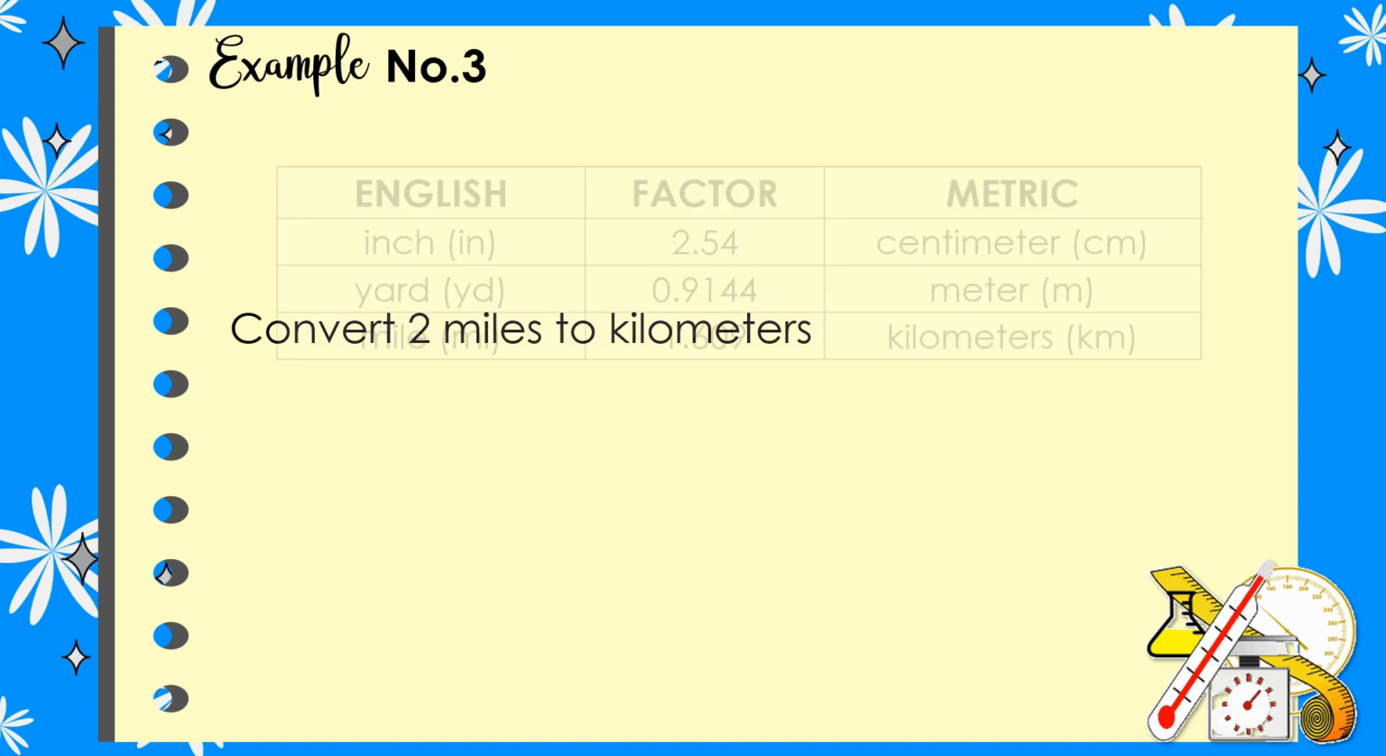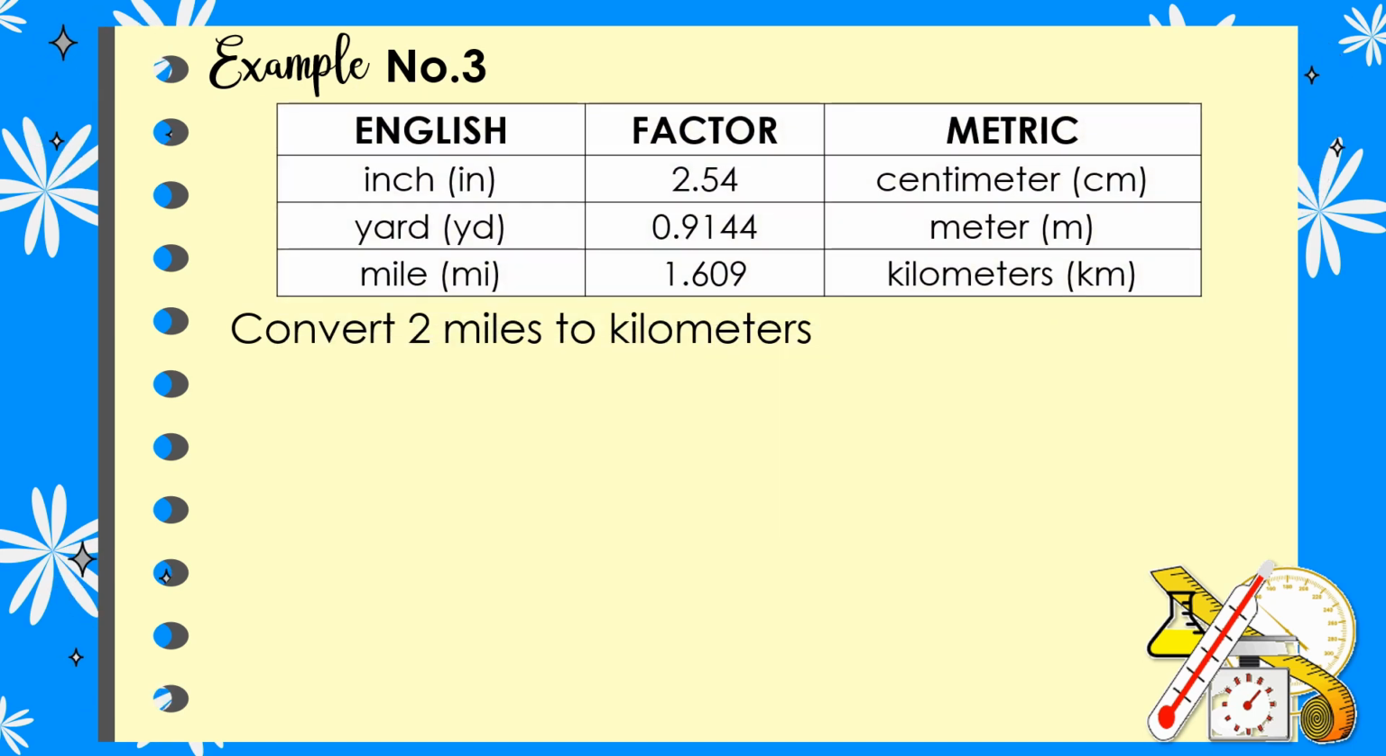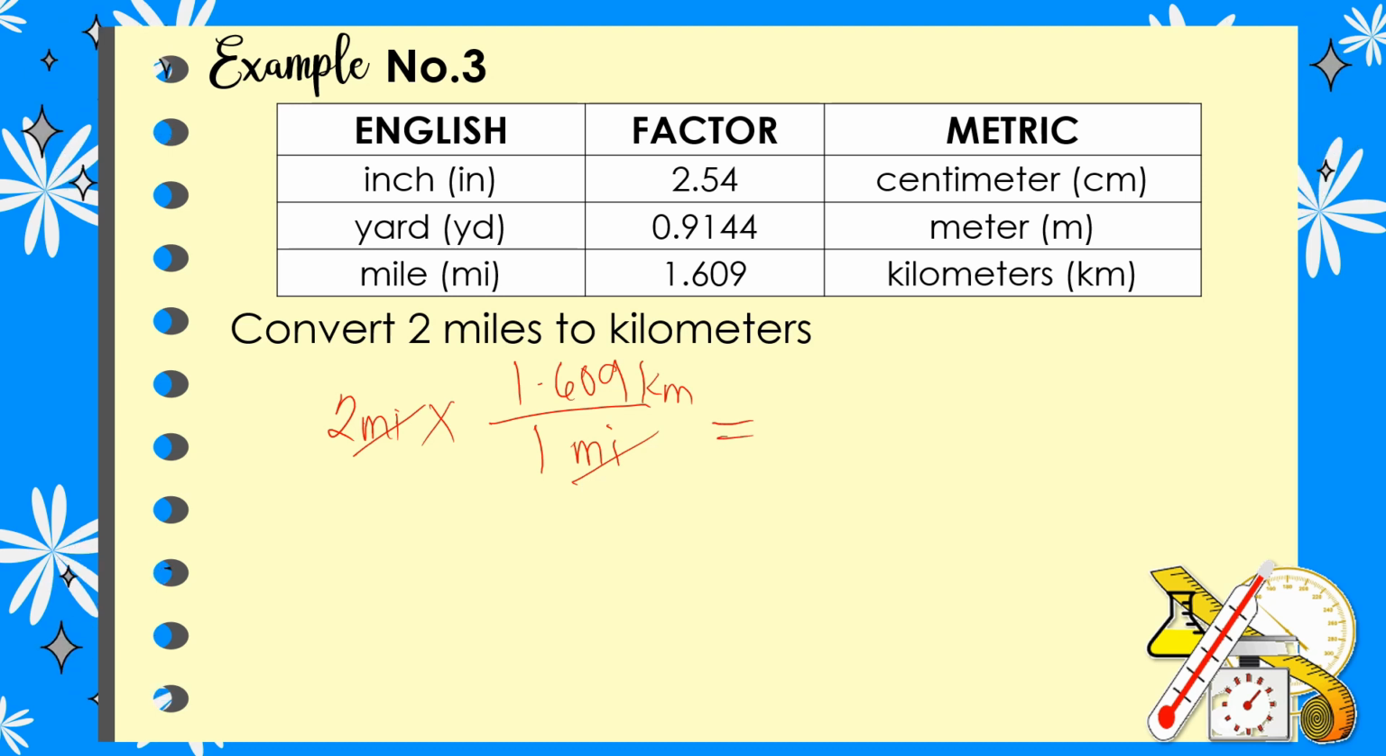For our third example, let us convert 2 miles to kilometers. So, ang gagamitin natin dito yung pangatlong converting factor. So, 2 miles times, yan. Kailangan parehong unit yung nasa ilalim niya tsaka ng given. So, maka-cancel out siya. Ang katumbas ng 1 mile is 1.609 kilometers. So, ang sagot is makukuha natin pag minultiply natin si 2 kay 1.609. The answer is 3.218 kilometers.